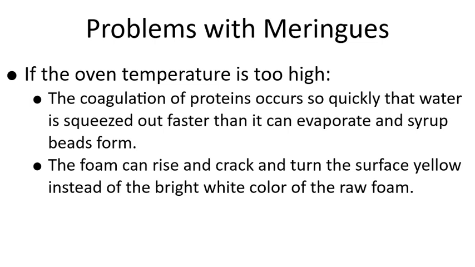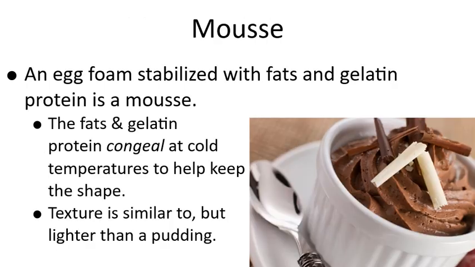Furthermore, the foam can rise and crack and turn the surface yellow instead of the bright white color of the raw foam. Now let's turn to mousse. Mousse is an egg foam that's stabilized using fats and gelatin protein. The fats and gelatin congeal at cold temperatures to help the egg foam hold its shape. The texture is similar to pudding, but is not as dense due to all of those air bubbles.